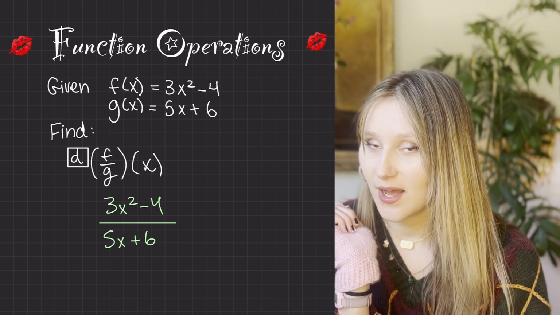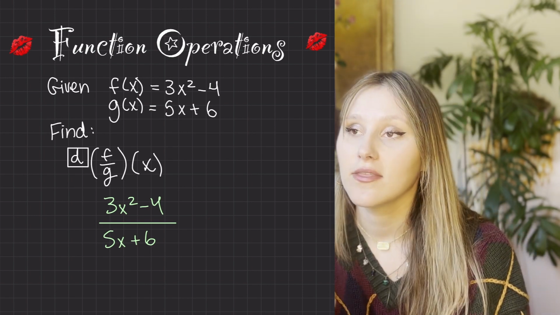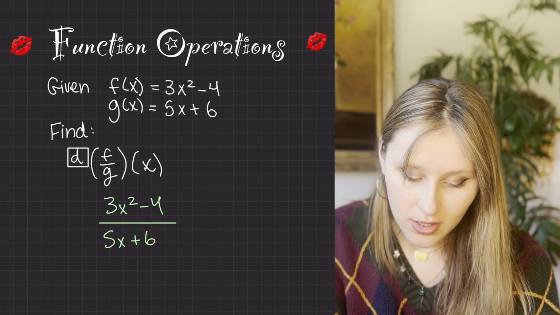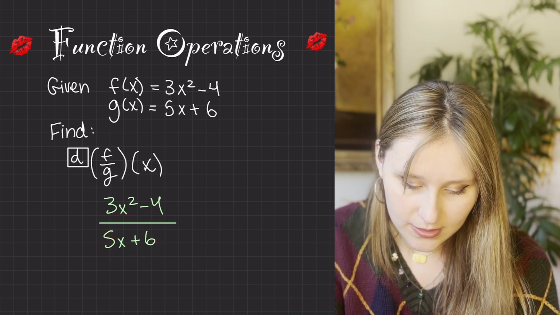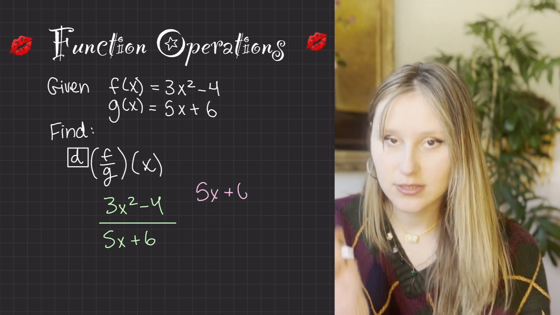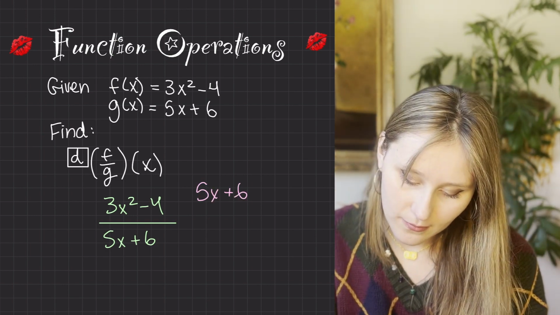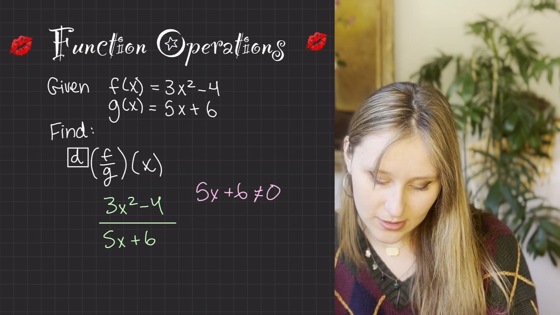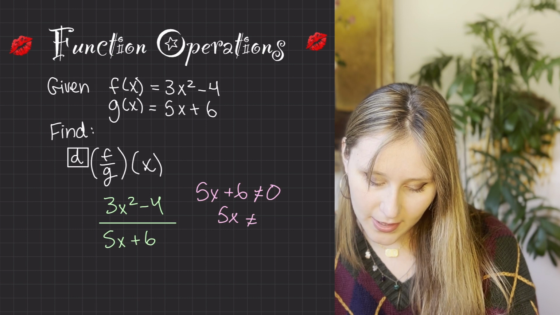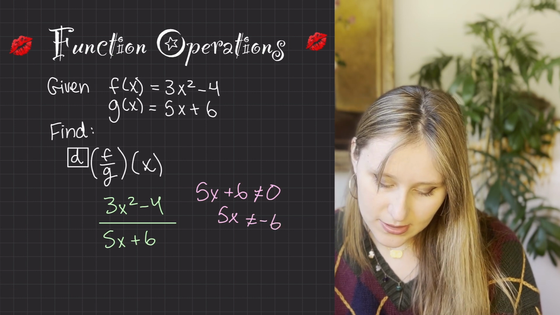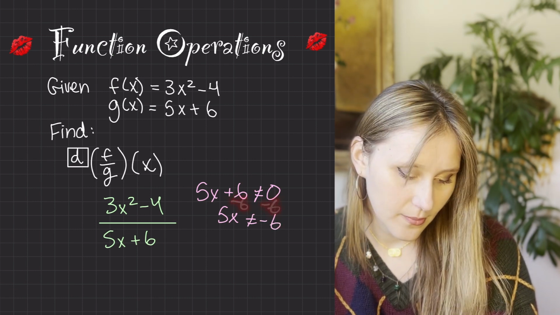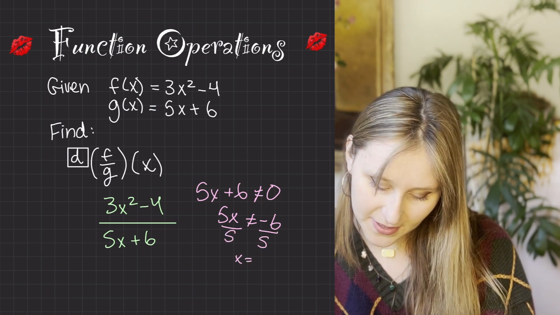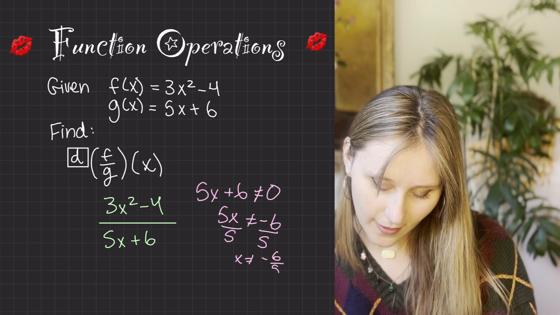But we need to specify that you can only divide this when the denominator is not equal to 0. So then we have to do the little side work here. 5x plus 6 can never be 0. Then we would solve this equation. So 5x can never be minus 6. We just subtracted 6 on both sides. Then we divided by 5. X can never be minus 6 over 5.